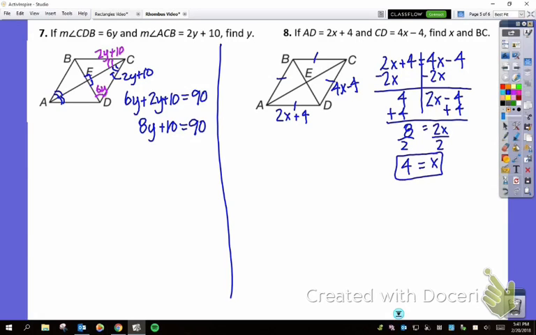Now here, though, it asks also for BC. Now remember, all 4 sides are equal, so it doesn't even matter which one you plug it back into. So 2 times 4 plus 4 is 8 plus 4, which equals 12 units. If you plugged it into the other one, you would get 4 times 4, which is 16. And 16 minus 4 gives you 12 also. So it doesn't matter which way you go.